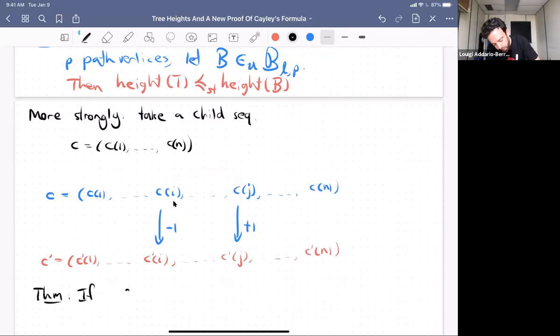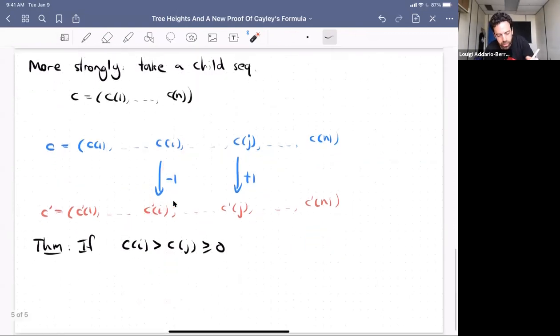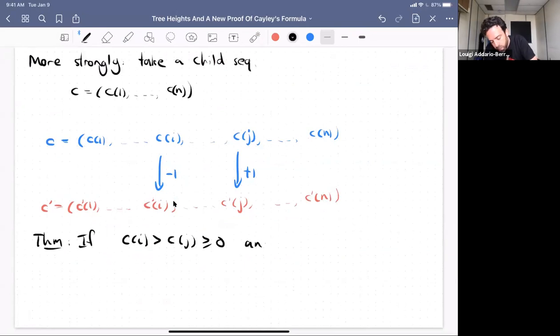so if Ci is bigger than Cj, which is non-zero, so in this case, I'm evening out the degrees, right? Because I'm moving a degree from a bigger vertex to a smaller vertex. And so T is a random tree from the class TC, and T prime is a random tree from the class TC prime. Then this evening out stochastically reduces the height.